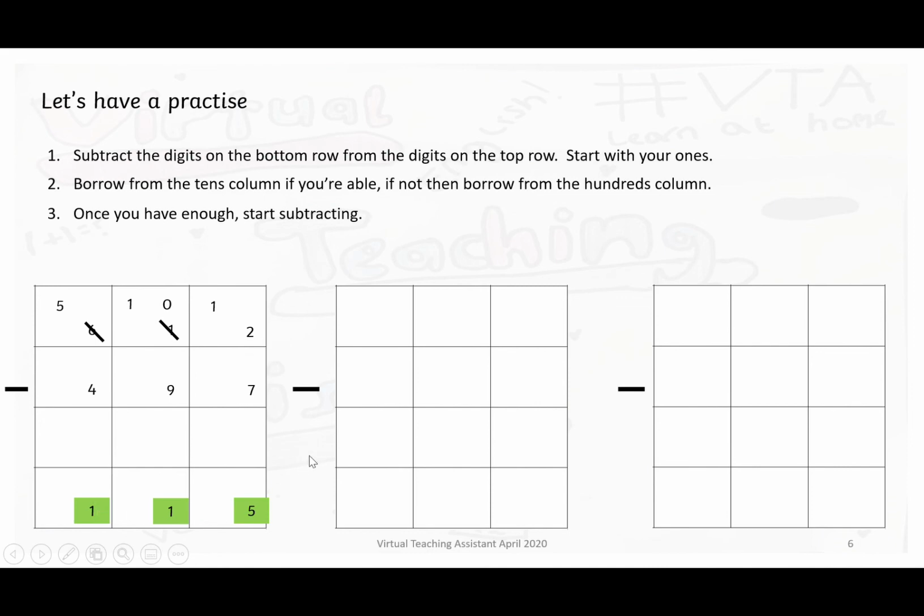Okay, let's try another. 302. Can I take 3 away from 2? No, we're 1 short there, so I can't do it. So I need to borrow, but this is a 0. So what do I do? I borrow from here. Okay, this then becomes a 2. This now becomes a 10, remember, because we've borrowed. But then I need to move this 1 from here over here.